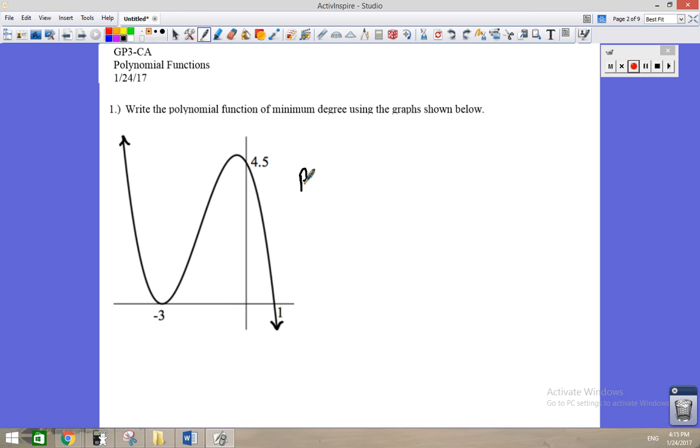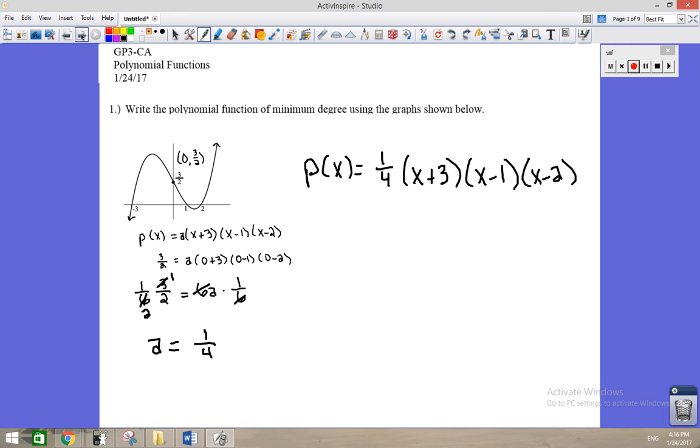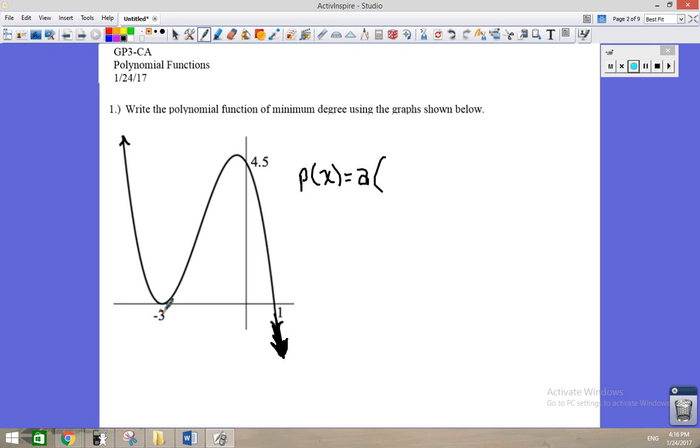Alright, let's look at the next problem. Same idea. I've got p of x. Since this is going down to the right, I should make my leading coefficient negative, and I probably didn't mention that in class. Sorry if I did. Let's look at -3. Since it's doing a touch and turn, my multiplicity is an even number, so I'm going to pick 2. Here it's a cross at 1, so in factored form, it's x minus 1. The coordinates of my y-intercept are (0, 4.5).